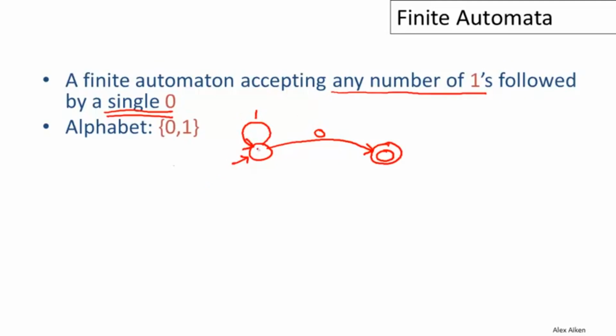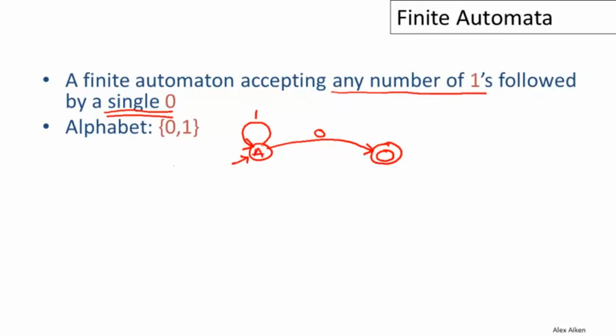And what does this mean? This means that we'll stay in the start state as long as we're reading 1s, and then as soon as we read a 0, we'll move to the final state, because that has to be the end of the string if the machine is going to accept it. So now let's do a couple of examples to convince ourselves that this works.